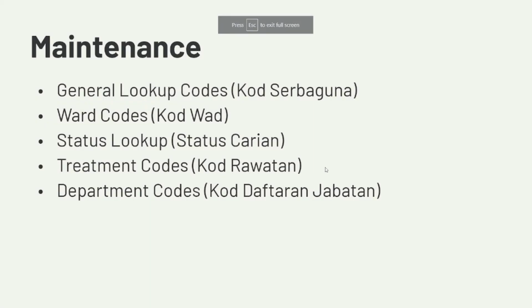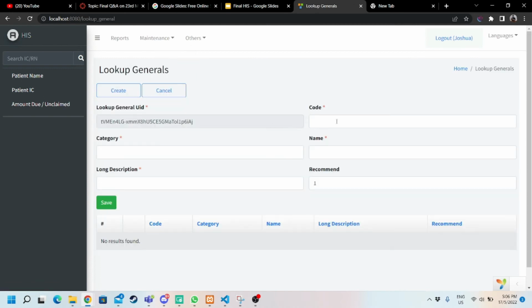So next we'll be talking about maintenance, which is the general lookup code: the lookup, treatment codes, and department codes. Basically, the general lookup allows me to create any code. For example, Indonesia, IN for short, the category will be country, the name will be Indonesia, and the full name is Indonesia also. And 1 is active and 0 is not active, which is fixed, to state whether it's active or not.